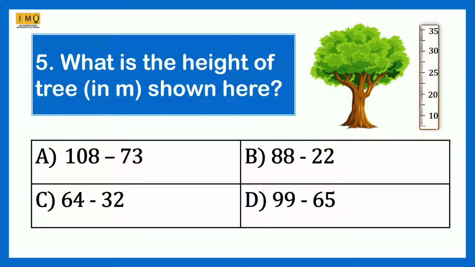Option B 88 minus 22 is 66, which is not the height of the tree. And option C 64 minus 32 is 32, which is not the height of the tree. And option D 99 minus 65 is equal to 34, which is also not the height of the tree. The correct answer is option A 108 minus 73, that is 35 meter.